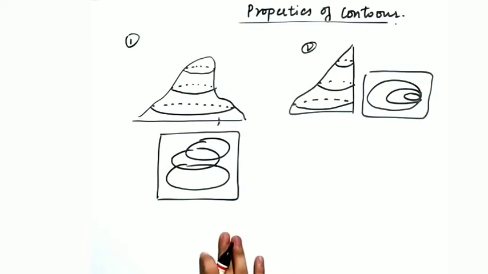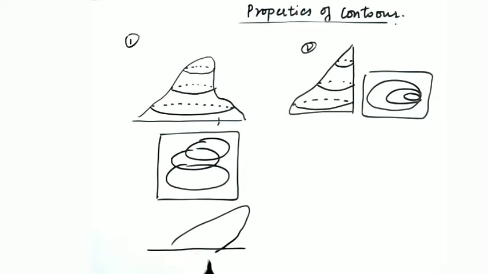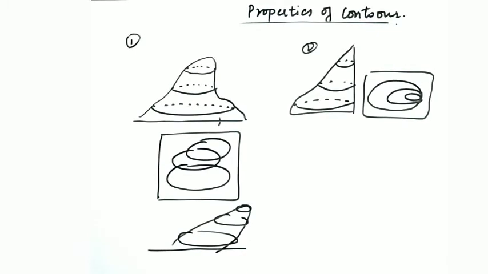So this is the property of a contour line. Actually they do not intersect, but only in the case of an overhanging cliff. This is called an overhanging cliff. In such cases, when you draw them, they will come one upon each other. So this is the first property.